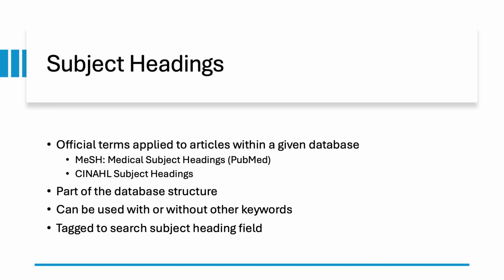Subject headings are essentially a dictionary of terms that a database uses to describe what each article is about. These are the official descriptors that can be applied to each article, and each article will have any number of subject headings applied to it. So, for instance, it might be about newborns, it might also be about breastfeeding, it might also be about skin contact.